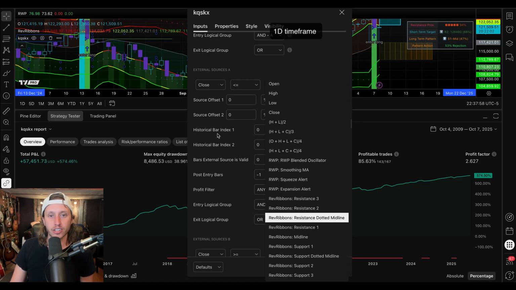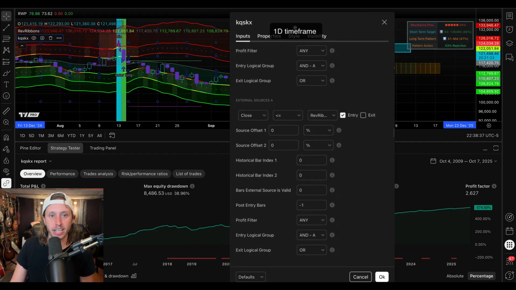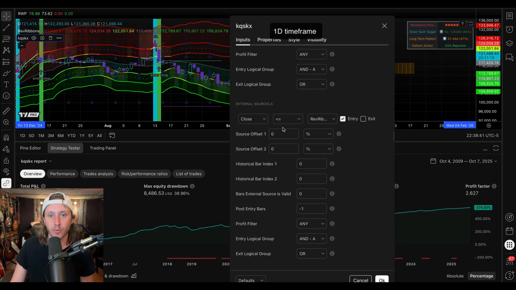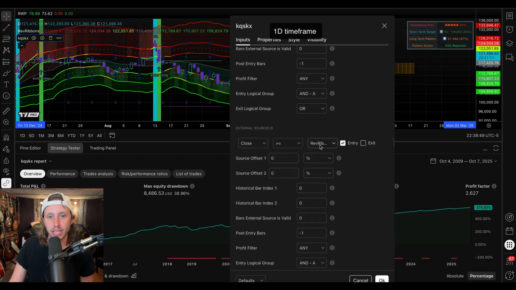It says entry upon close less than the resistance dotted midline. So our entry point for this specific strategy is quite high, because this is a trending strategy. This is not a swing trade. So that means when price has momentum to the upside, we're going to enter long. So resistance: price closes less than the dotted midline. However, it has to be more than support 1. So price has to be between support 1 and the dotted midline.